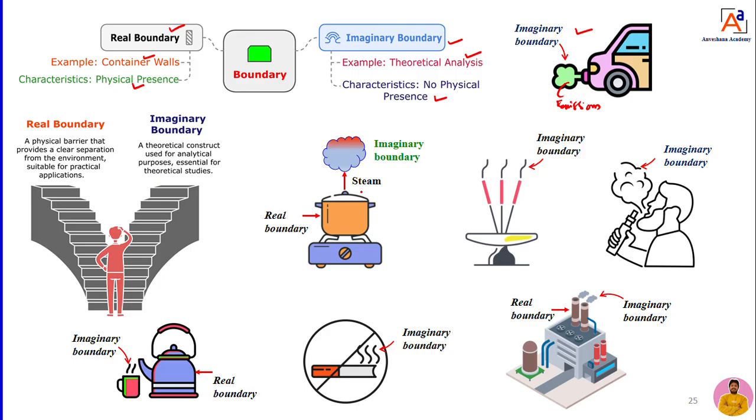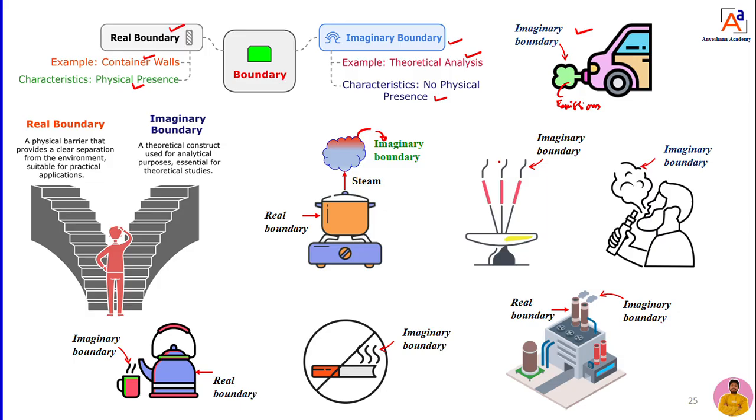Okay, so one more example you can take. As I told, whenever steam is coming out and entering into the surroundings, that steam is separated by a layer. That layer we can imagine, but we can't see it. That boundary we can call an imaginary boundary.